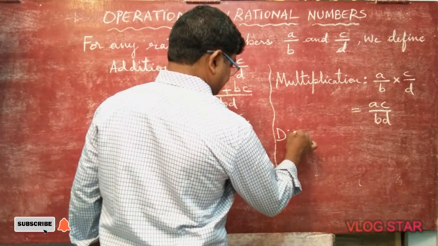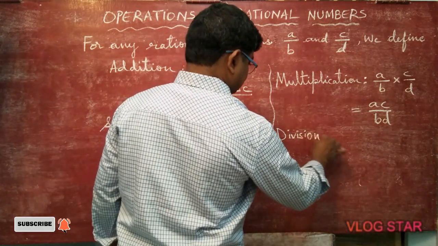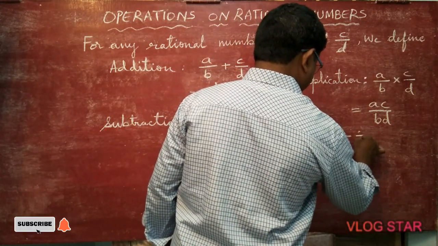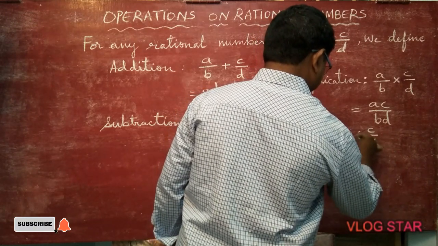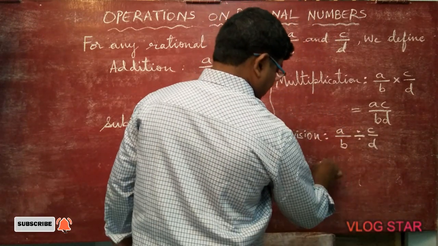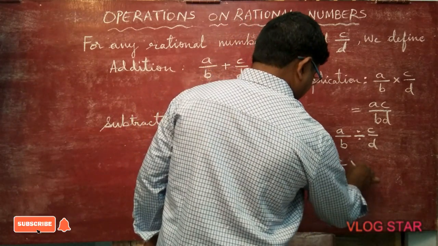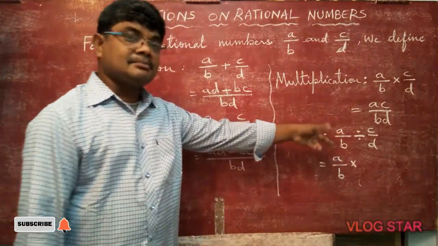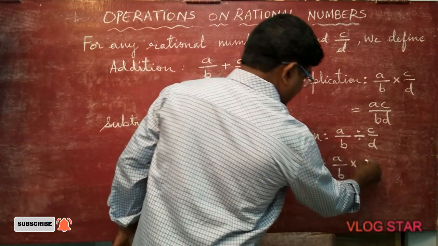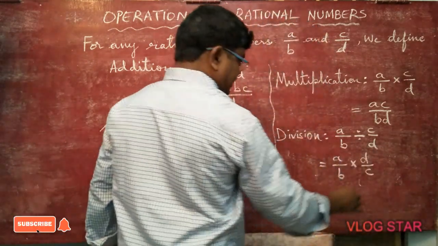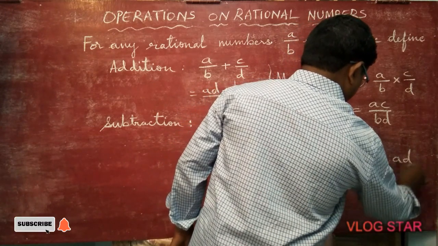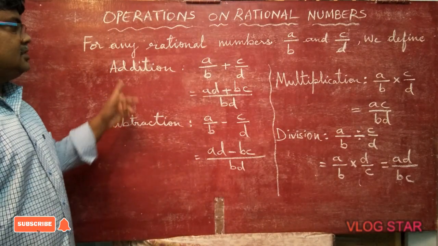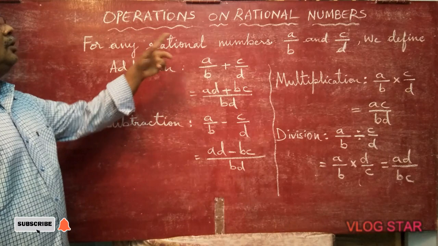Next, division. Division, a by b divided by c by d. Here, a by b stays, and we change the division symbol into multiplication. Then the second fraction becomes its reciprocal. c by d reciprocal is d by c. Now you multiply. a into d is ad, by b into c is bc. Did you understand? These are the four operations we are going to do on rational numbers.